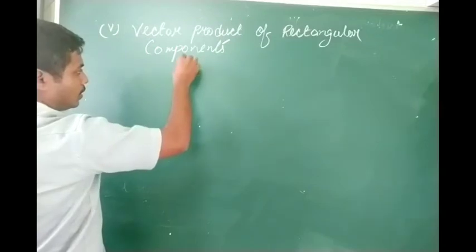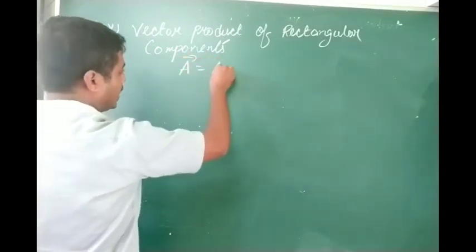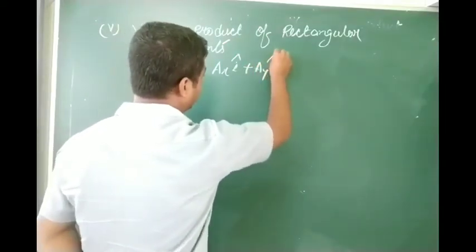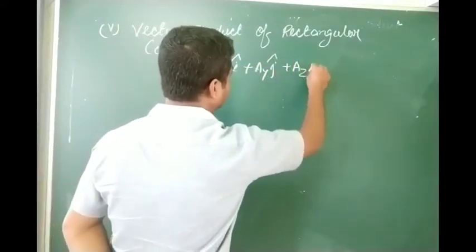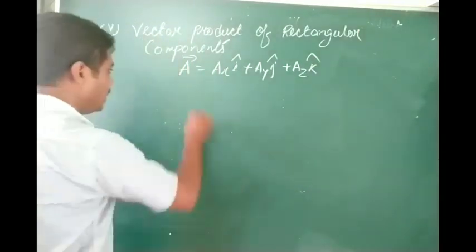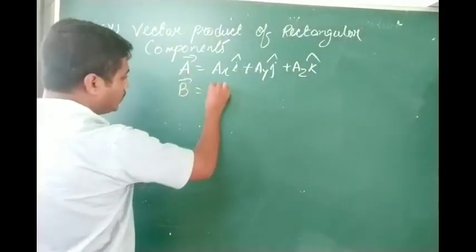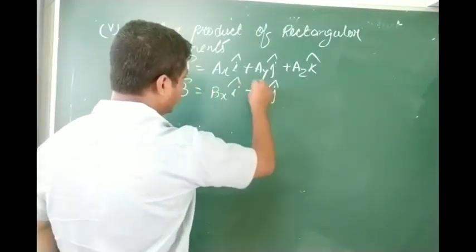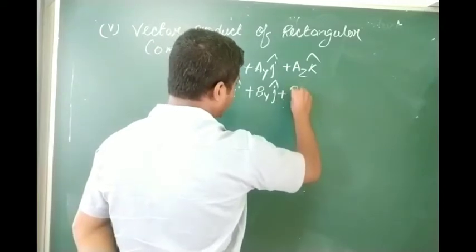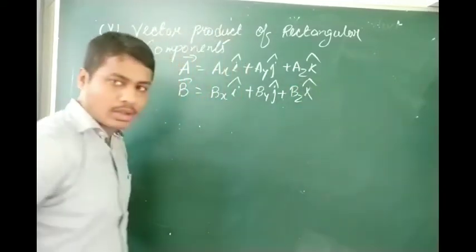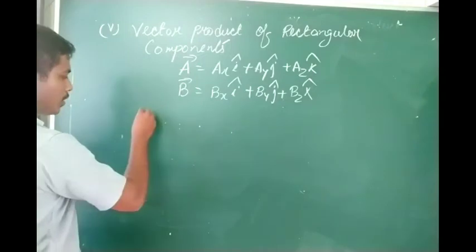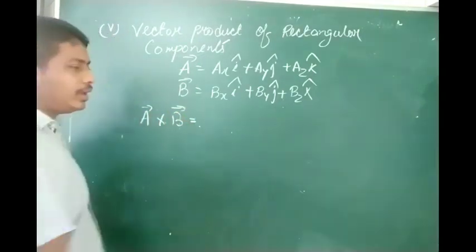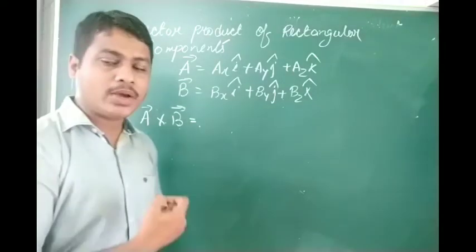Vector A will be written as ax i cap plus ay j cap plus az k cap. Similarly, vector B will be equal to bx i cap plus by j cap plus bz k cap. Now I need to do the cross product of this. Vector A cross vector B equals to, here I will be using the shortcut method.